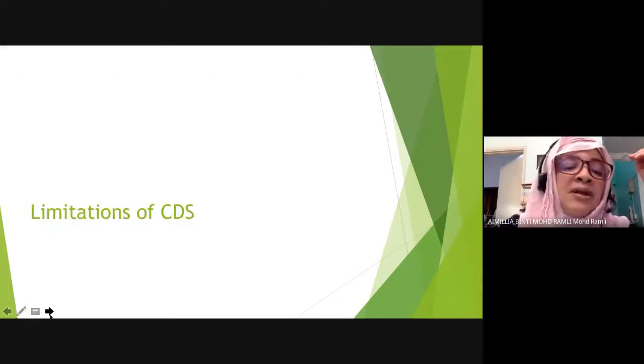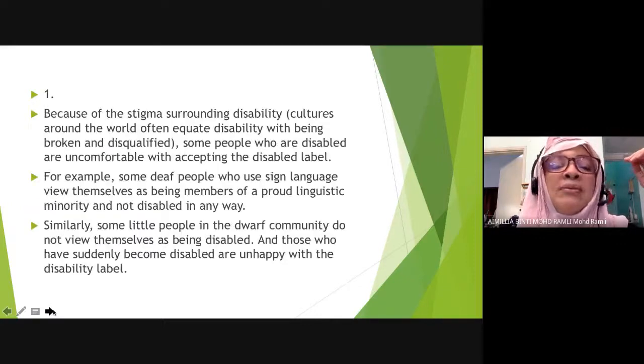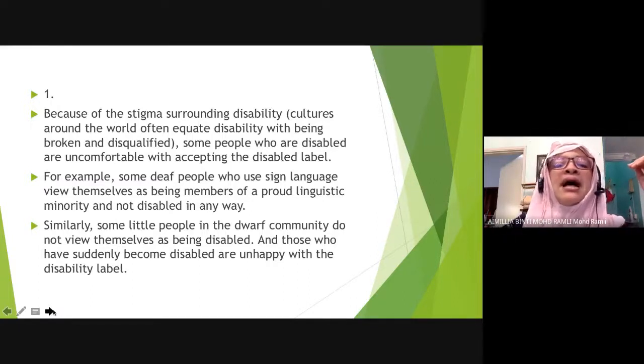So limitations of CDS, like other theories, it has limitations. One, because of the stigma surrounding disability, cultures around the world often equate disability with being broken and disqualified. Some people who are disabled are uncomfortable with accepting the disabled label. So because of the stigma surrounding disability, people view them as being inferior. Some disabled people try to hide their disability.